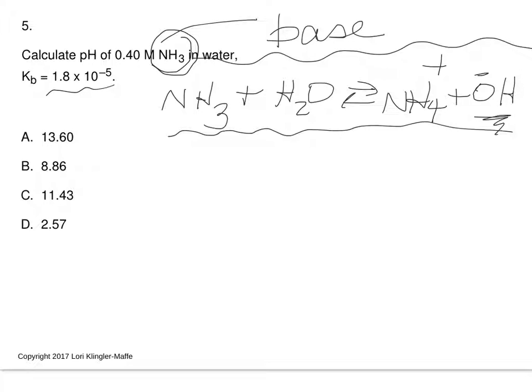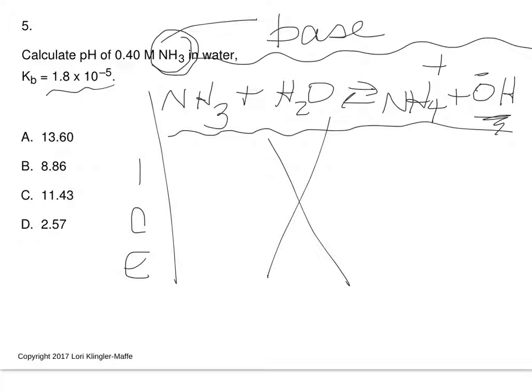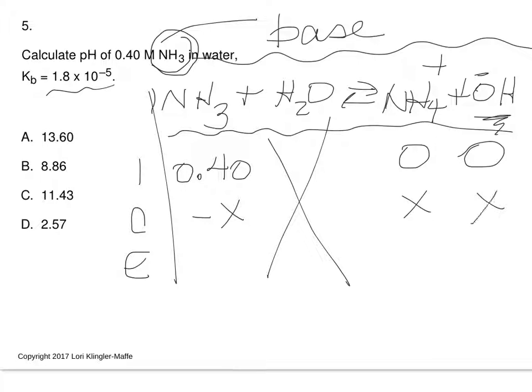All right, so I'm going to go ahead and write the ice table next. Again, water does not play a role in equilibrium. My original concentration of ammonia, and the products are 0 to begin with. Again, they're all present in a 1 to 1 to 1 ratio, so I'm just going to put minus x, x, x. Ask yourself, can I neglect x?